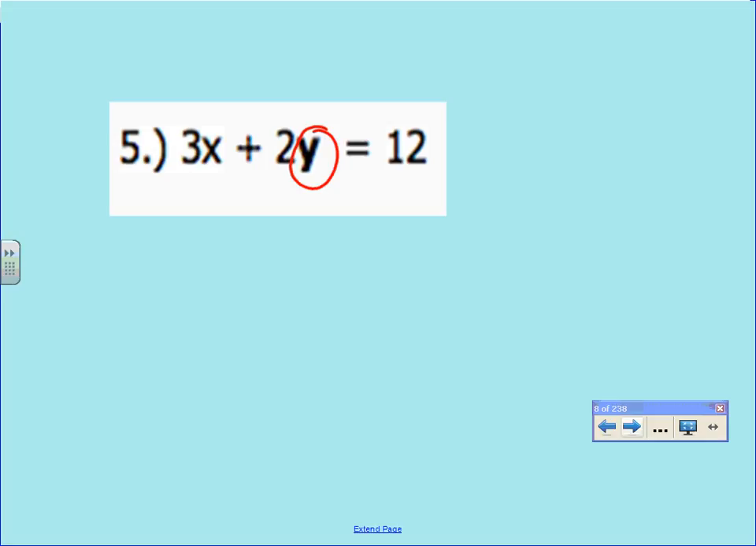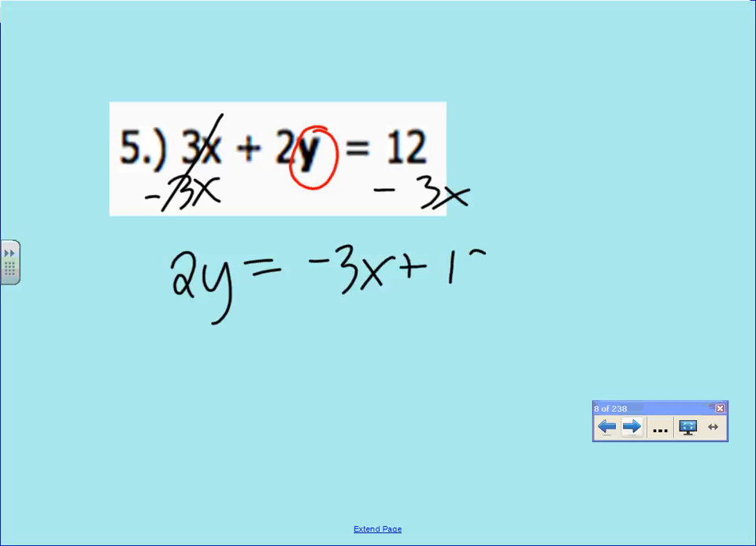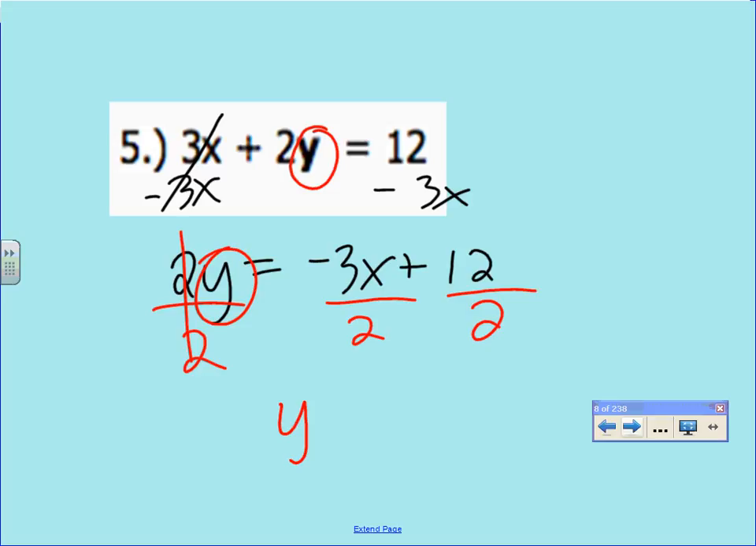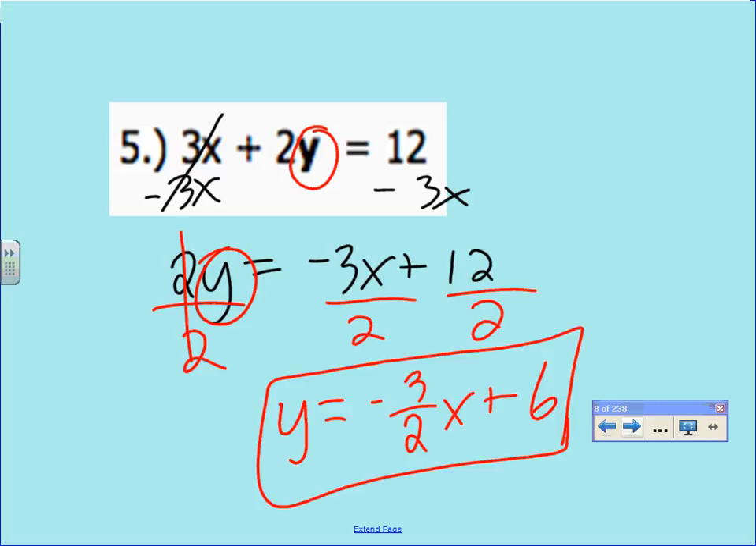Okay, Zach, what's the first step on this one? Good. -3x on both sides. Katron, whenever we're rewriting it at this point, what goes first? The x term. So -3x plus 12. John, next step. Good. Divide everything by 2. Matt, what'd you get for your answer? Good job. Y equals -3/2x plus 6. Questions? Anyone want me to do another example?